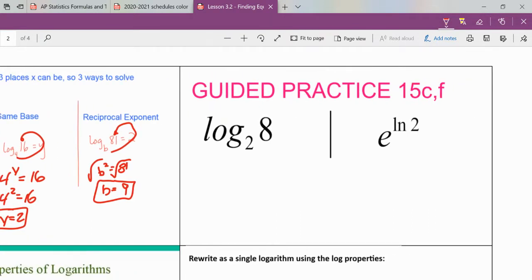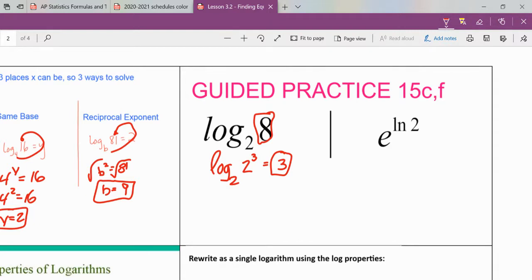So let's get some more practice here. Again, what I would probably do is look for a way to write 8 as 2 to some power, because then I could get the base and the number here to be the same. Well, 8 is 2 to the 3rd. So my answer is just 3.